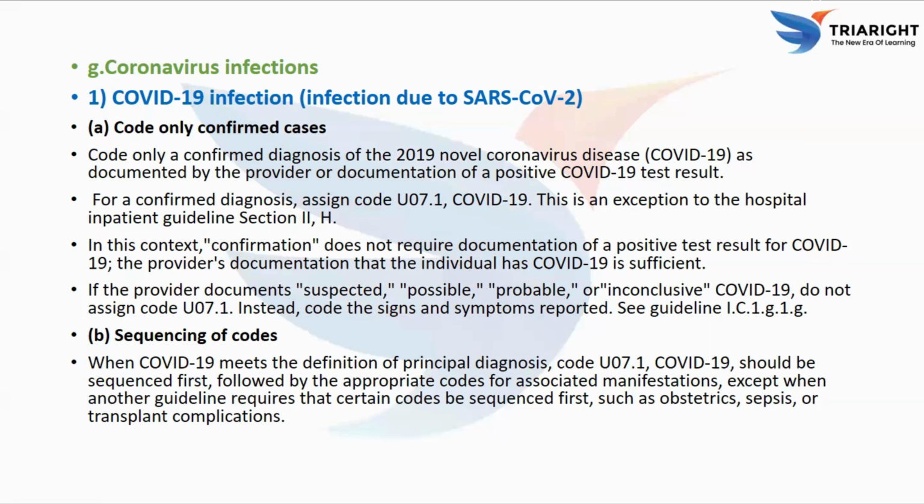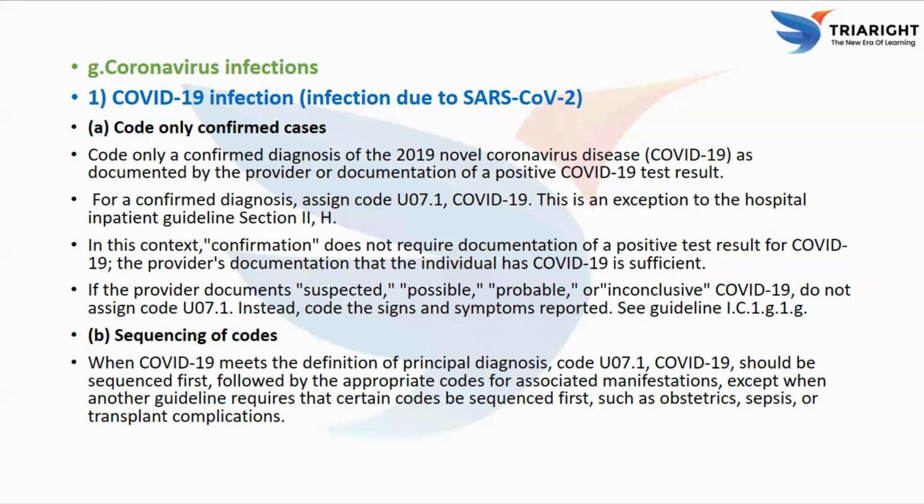So how does the sequencing of codes for COVID-19 work? Which code is placed first in the diagnosis list? When COVID-19 is the principal diagnosis, if COVID-19 is the main reason for admission, then U07.1 is coded first, followed by codes describing the complications or manifestations such as pneumonia, ARDS, sepsis, and acute respiratory failure.